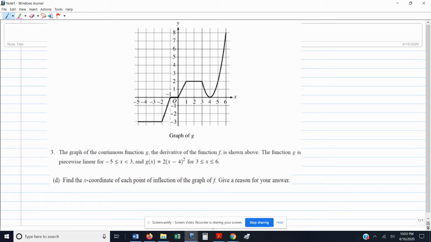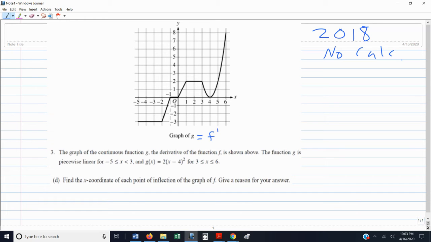Hey everyone, this is the last part of number 3. This is from the 2018 exam, and this is the no calculator section. So you have the graph of the continuous function g, which is the derivative of f, and the function g is piecewise linear from -5 to 3, and then switches to a parabola, g of x equals 2 times the quantity x minus 4 squared, from 3 to 6.